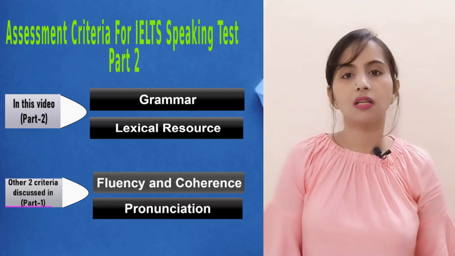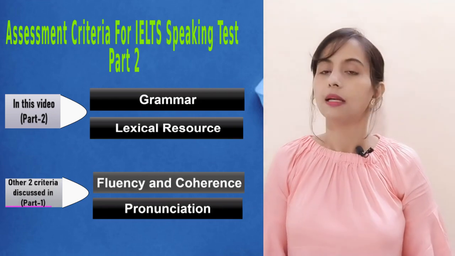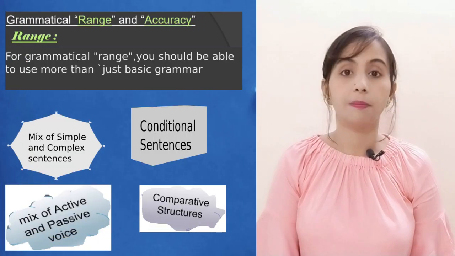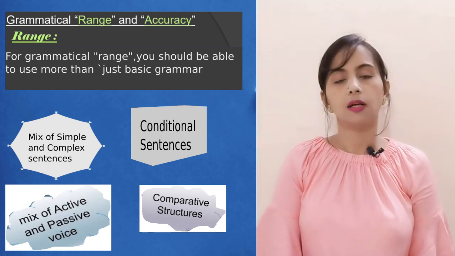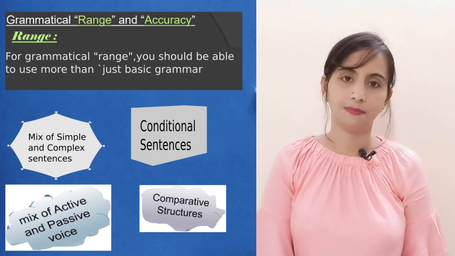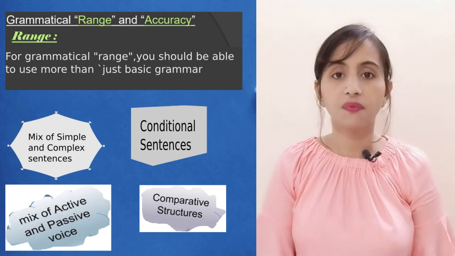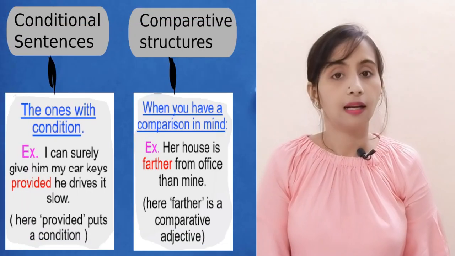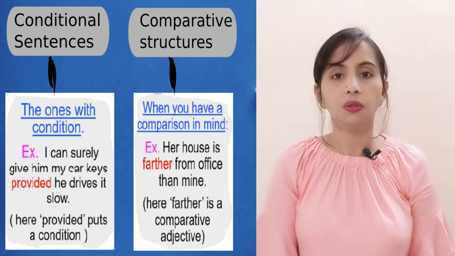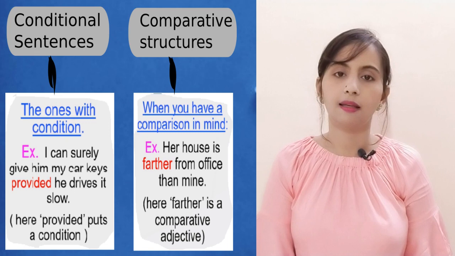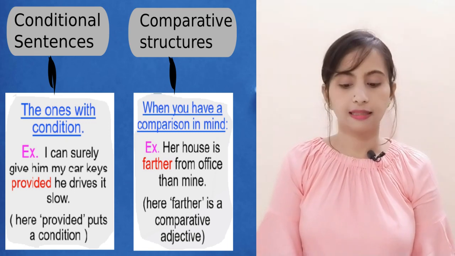Now what is more than just basic grammar? More than just basic grammar means the use of comparative structures, conditional sentences, active and passive voice. Now let's take them one by one. And yes, the use of simple and complex sentences too. Now let's take first the conditional sentences. I'm going to give you an example of each, one by one, so that you can understand it better and practice it in your daily life.